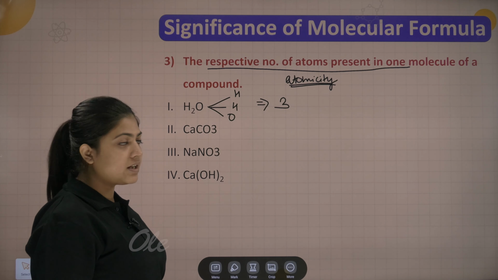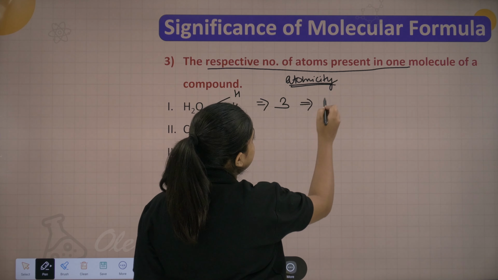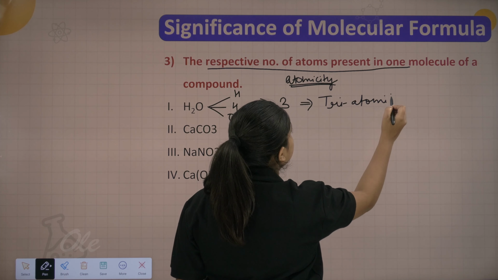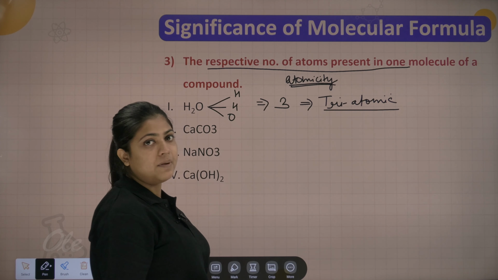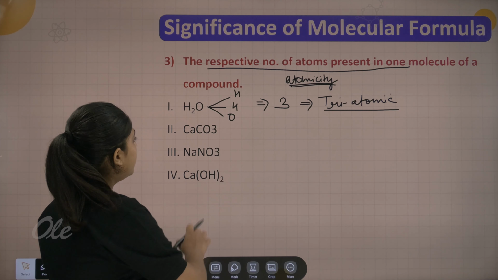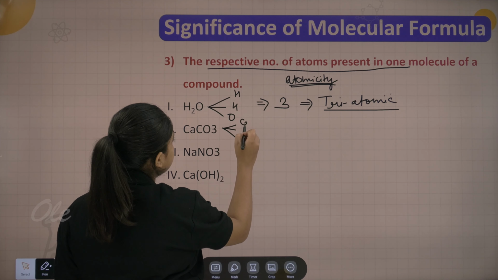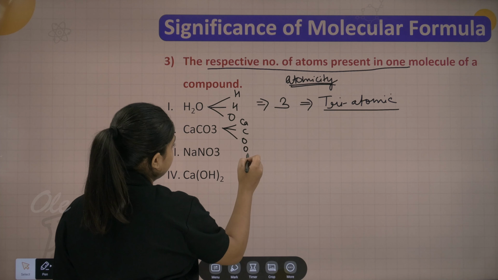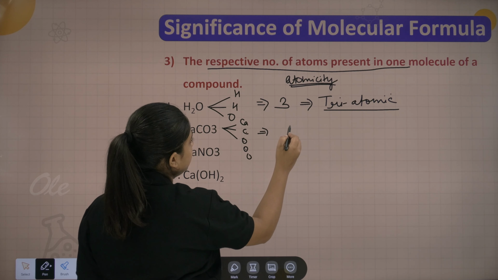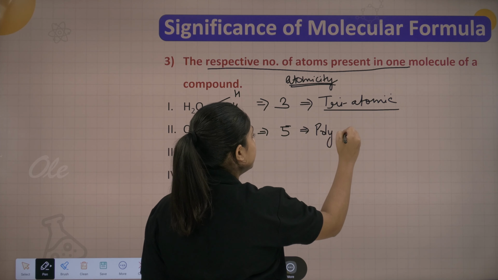So total number of atoms are 3, and the compound having 3 atoms is known as triatomic. This is its atomicity. So we can guess the atomicity also, that this is triatomic. Why? Because this particular formula contains 3 atoms in it. Okay. If I talk about here, there is 1 calcium, 1 carbon and 3 oxygen, 1, 2, 3. So how many atoms? 1, 2, 3, 4, 5. So it will be polyatomic. 5 atoms are there. So it will be polyatomic.